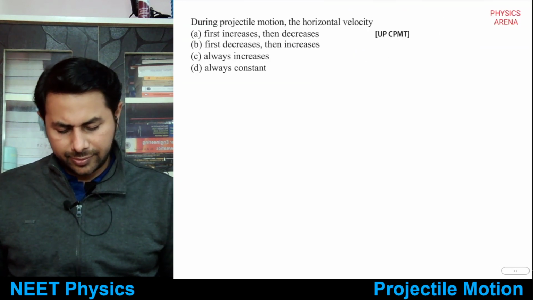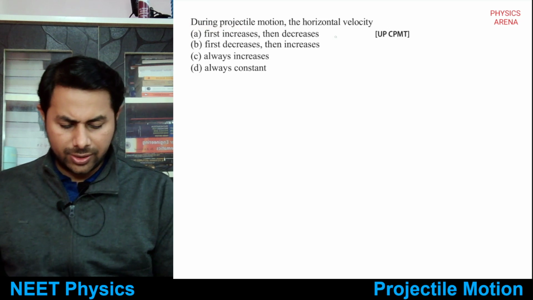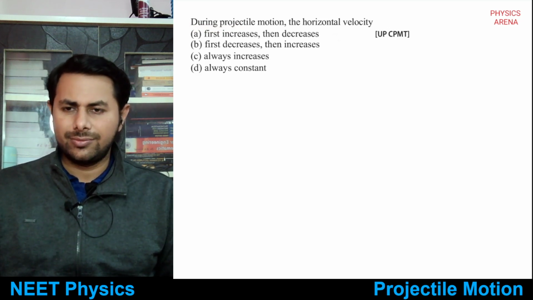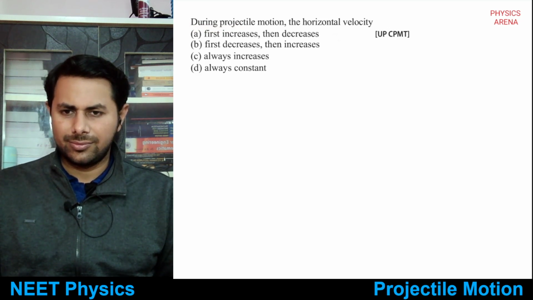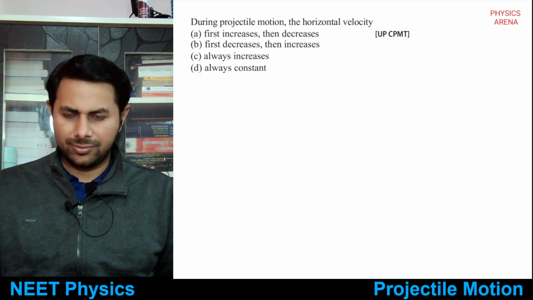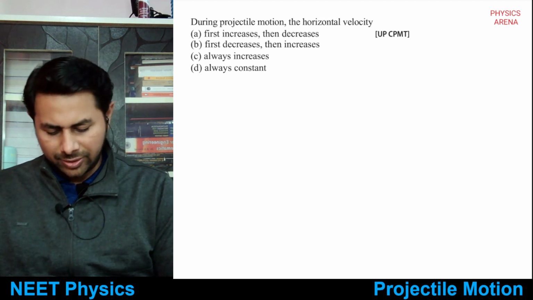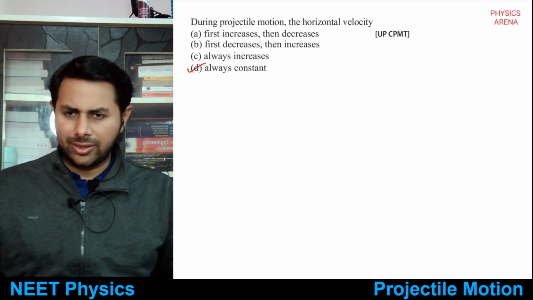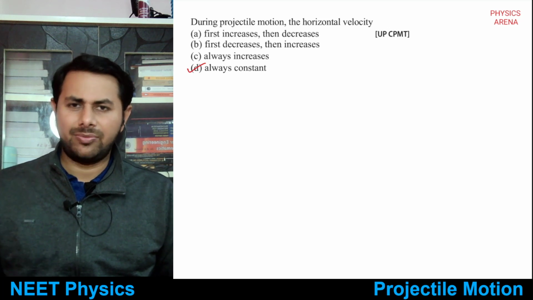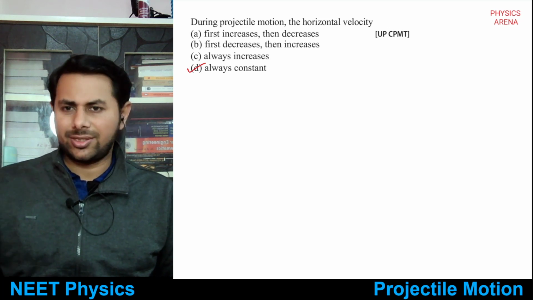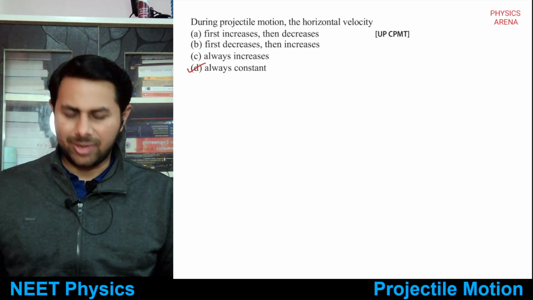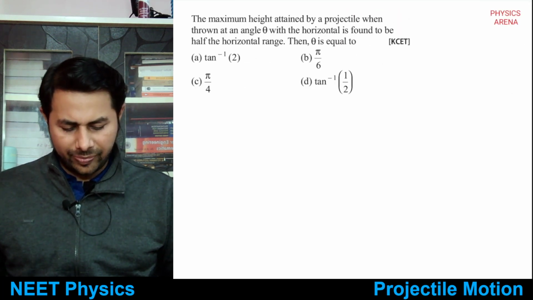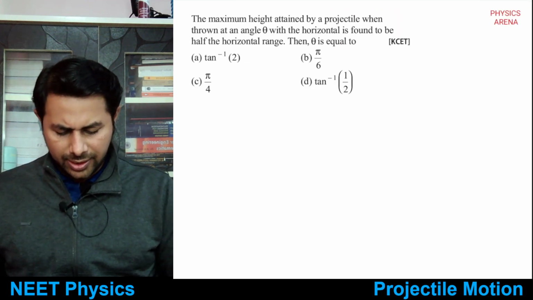Then, during projectile motion, the horizontal velocity, tell me. Option D. Yeah, it's always constant. Right, the horizontal component of velocity remains constant because there is no acceleration in the horizontal direction. That's very simple. Okay. Then let's see this one.